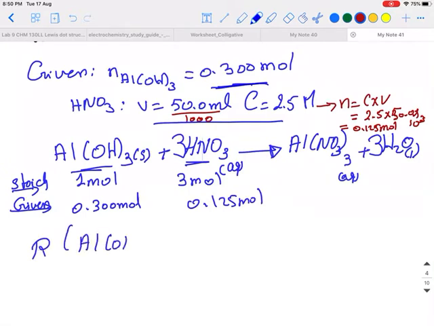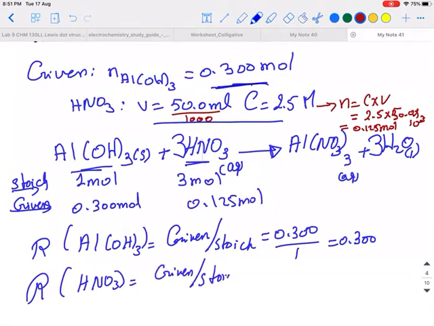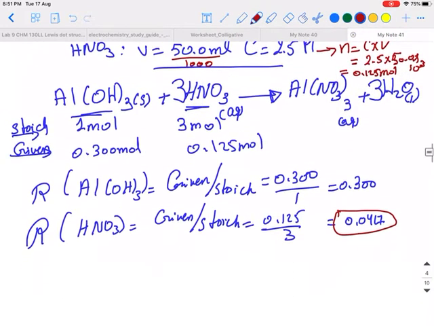Let me find the ratio for each substance. So the ratio of aluminium hydroxide, always it's the given over Stoich, which is 0.3 over 1, which is 0.3. Similarly, I will find the ratio for nitric acid of moles, which is also the given over Stoich, which is 0.125 over 3, that corresponds to 0.0417.